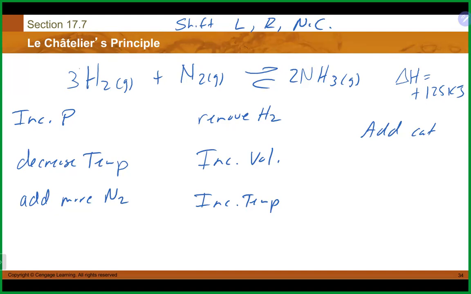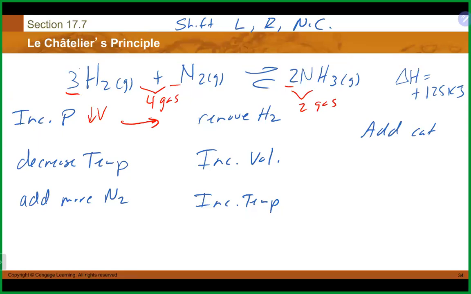So we'll start with the first one. We're going to increase the pressure, which means really my volume is going to go down. So I'm going to have a much smaller volume. So as we talked about, small volume means that we do want fewer gas molecules. So in this case, on this side here, we have 4 gas molecules, 3 and 1. On this side, we have only 2 gas molecules. Which means this will shift to the right in this case. Any questions on that one?